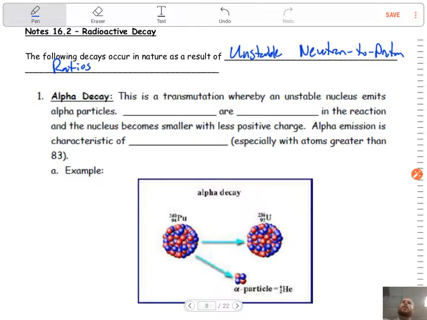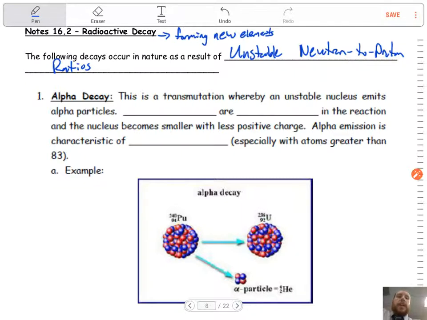Each element can have isotopes that will decay, which just means to break down and form new elements, because remember, with radioactive decay, guys, we're forming new elements. This is the only type of reaction we've talked about all year that forms new elements. Up until this point, we've just broken bonds and formed new compounds, but we haven't changed the nuclei. Because remember, if you change the number of protons, you change the element. Well, that's what we're doing here.